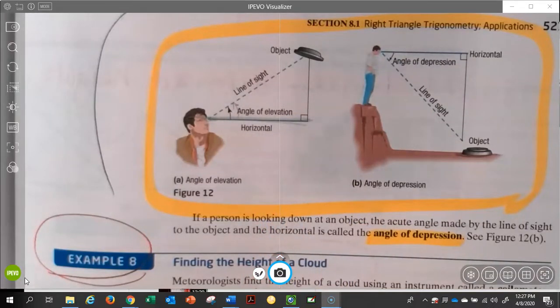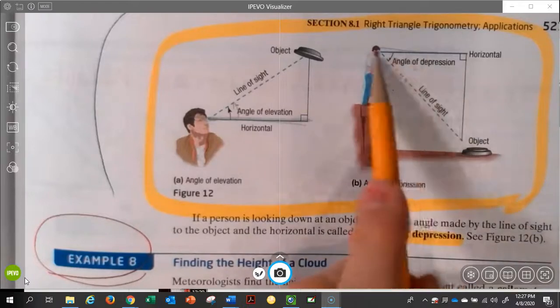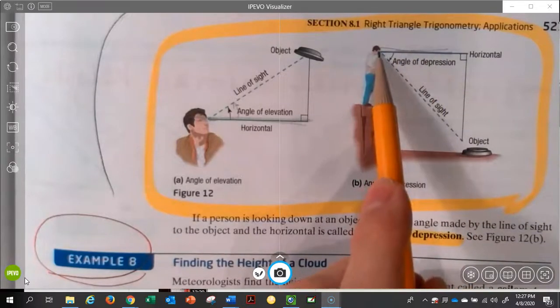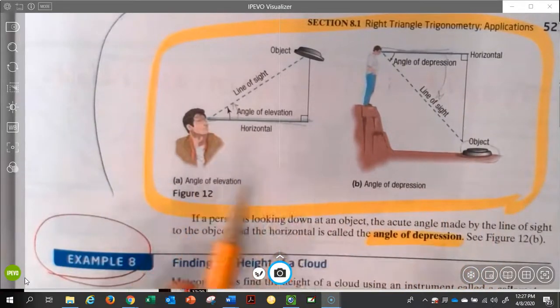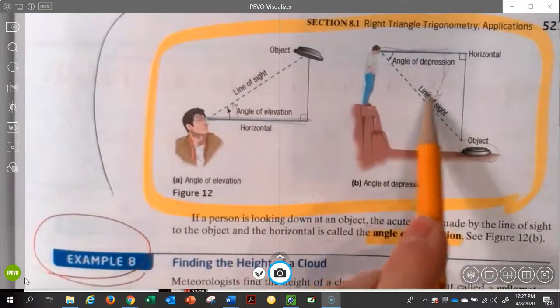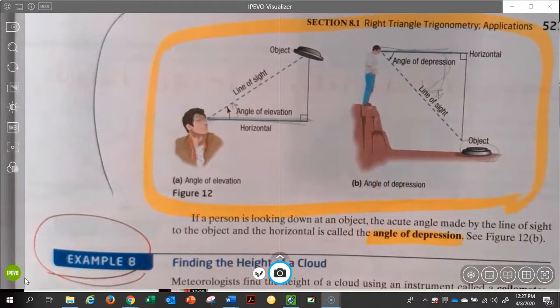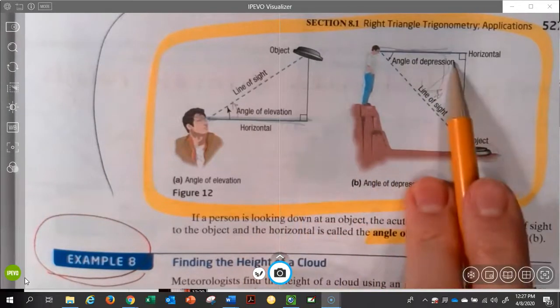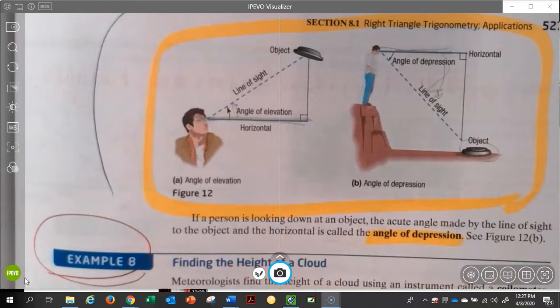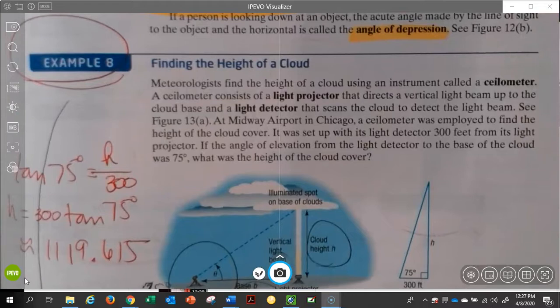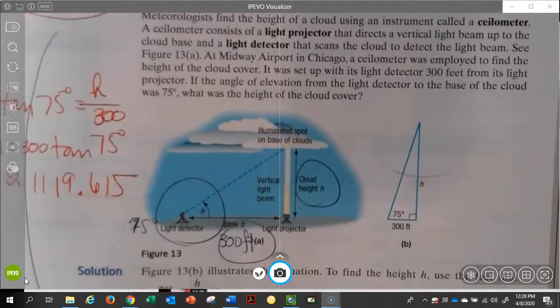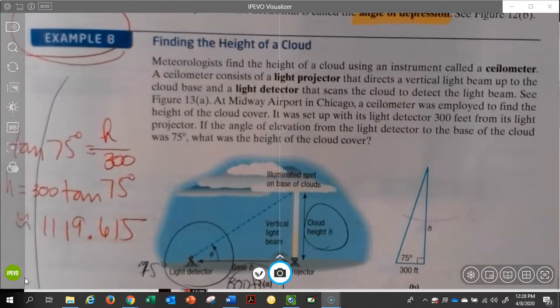If you're in class, I'd be flapping my arms all over the place trying to show you. And then here, if we put the horizontal line again at your eyeballs, but this time you're looking down at the UFO, so looking here, this is the angle of depression. From there, you've got right triangles, and you guessed it, we can use SOHCAHTOA. So we'll look at this example here, which is example 8 on page 527, finding the height of a cloud.